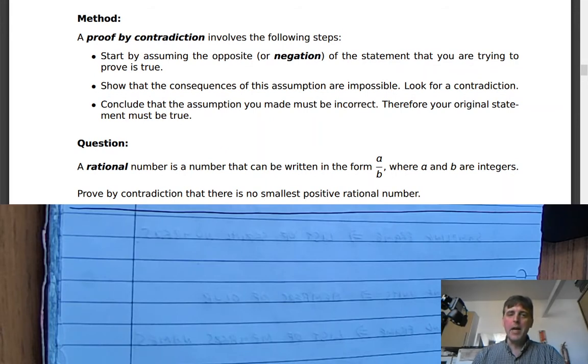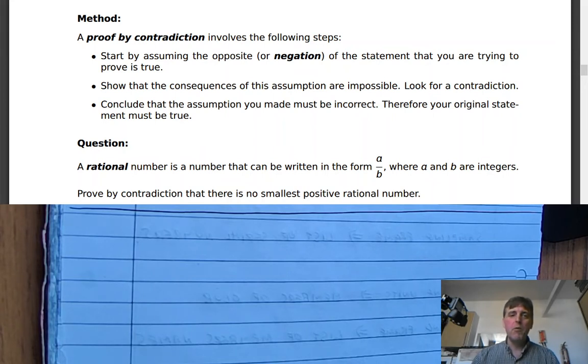Okay, how did you get on here? Well, let's see if we can have a look at this one together. So this one's about rational numbers. You probably know what rational numbers are, but there's a definition there for you if we don't. And we've been asked to prove by contradiction there's no smallest positive rational number.